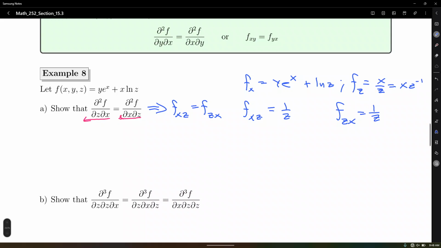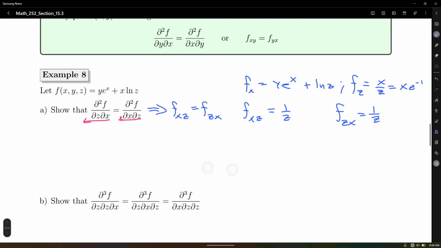Well, of course, Clairaut's theorem can be extended to higher orders, higher order partial differentiation. We can find mixed partial derivatives, so we have different orders to differentiate. If we have a two-variable function, there are only two possible orders, right? x, y and y, x, which is what we have here. But what about when we have three variables?